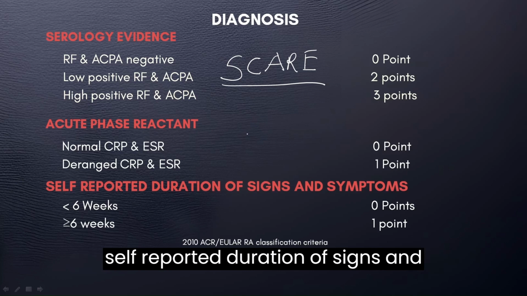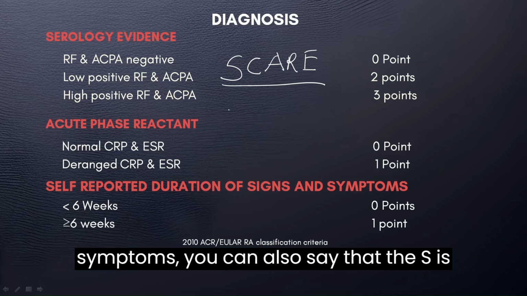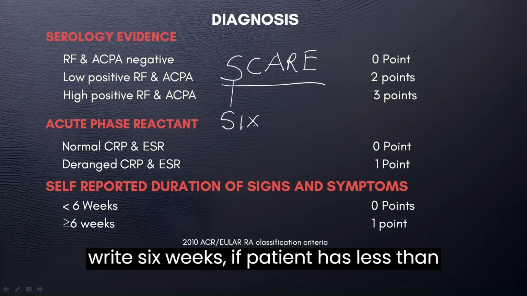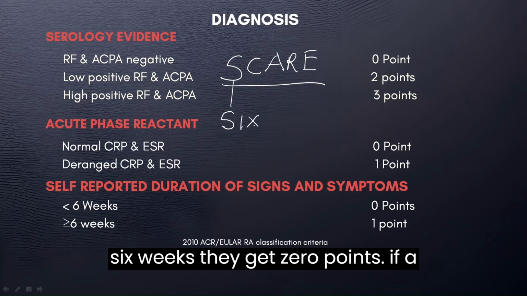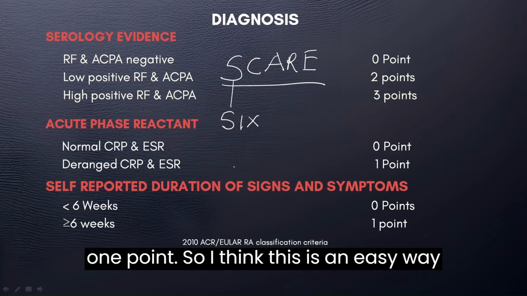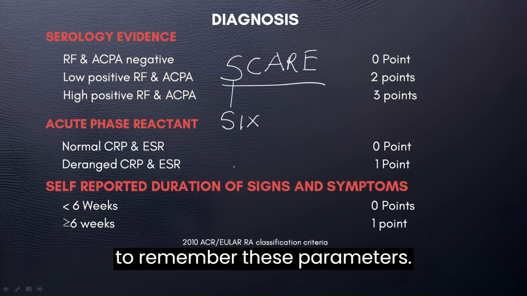Now, regarding the self-reported duration of signs and symptoms, you can also say that the S is for 6 weeks, right? And if you write 6 weeks, if a patient has less than 6 weeks, they get 0 points. If a patient has 6 or more weeks, they get 1 point. So I think this is an easy way to remember these parameters.